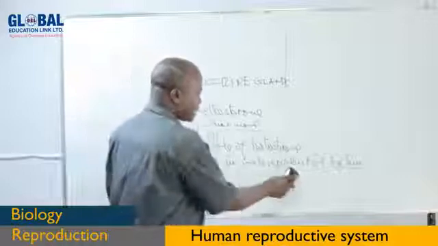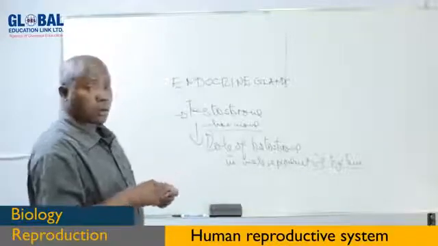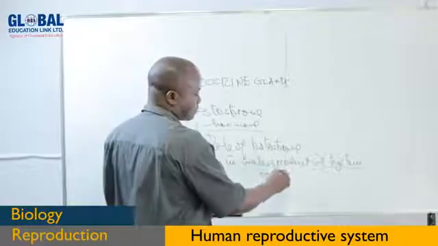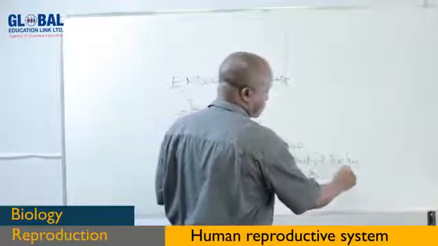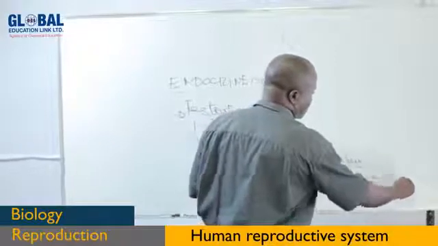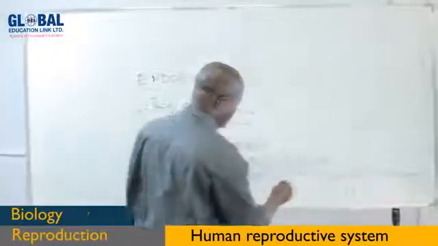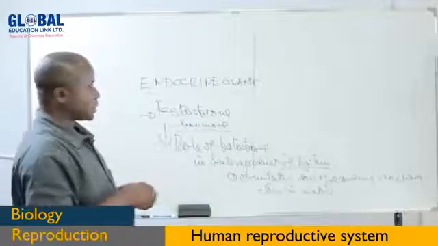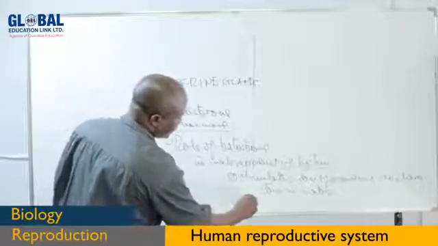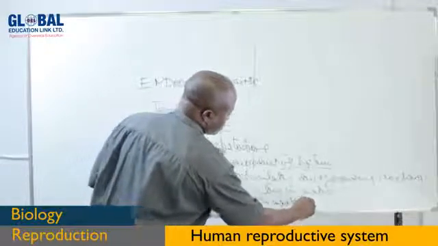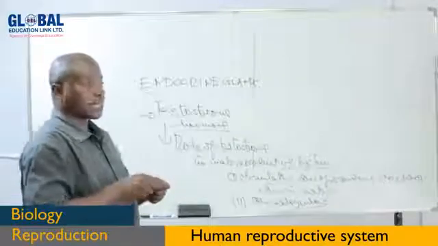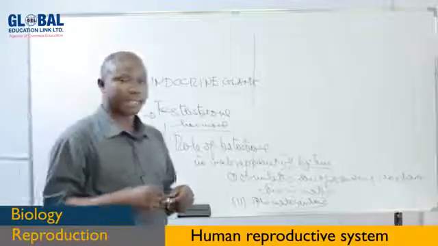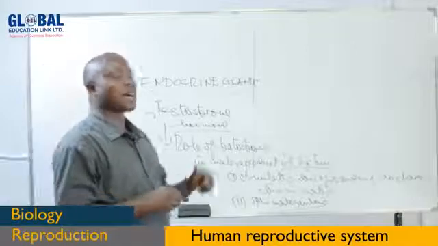But we all know that testosterone is a hormone that stimulates development of secondary sex characteristics in males, but also testosterone stimulates spermatogenesis. Therefore, to answer this question, particularly part B, you'll have to identify or mention the hormone produced by the testis and its function. By so doing, you'll have answered this question correctly.